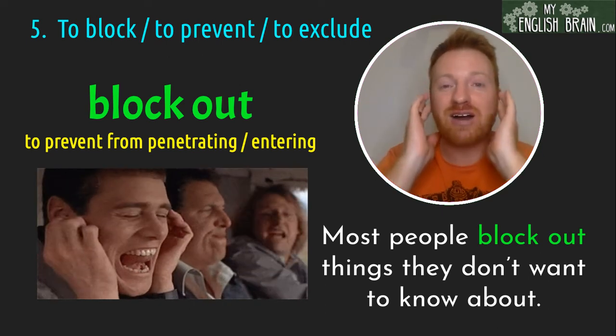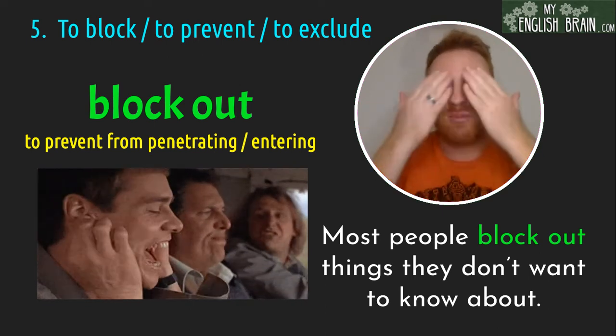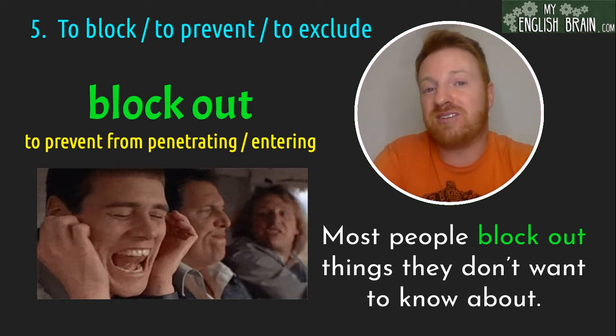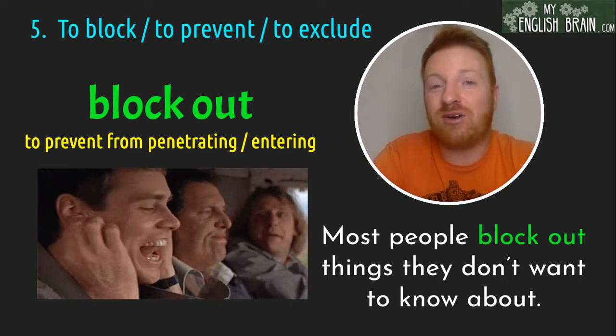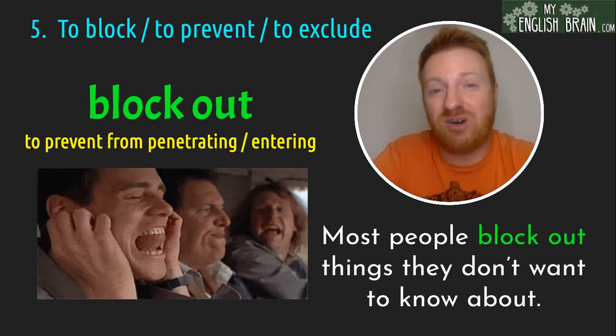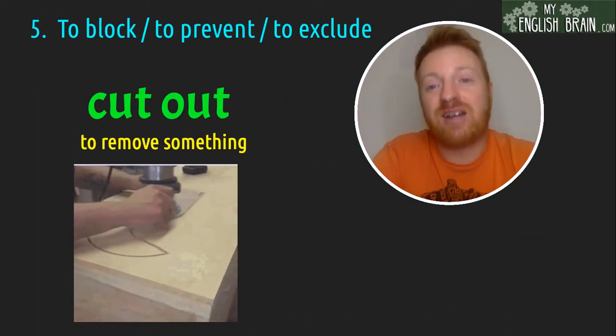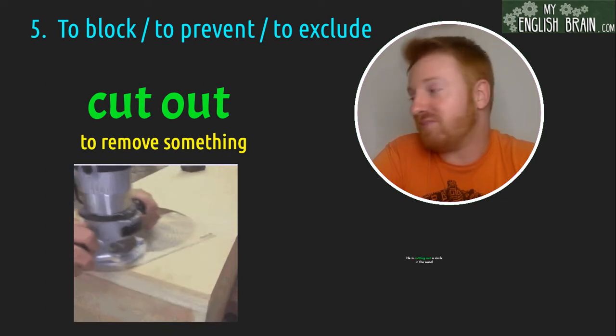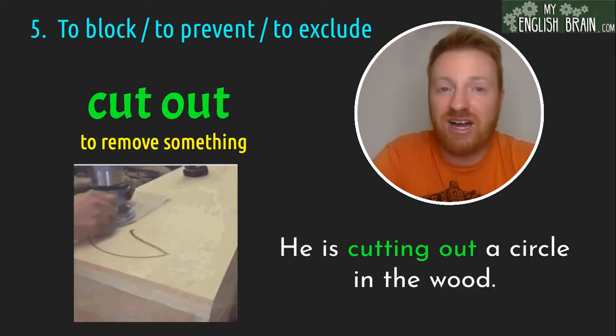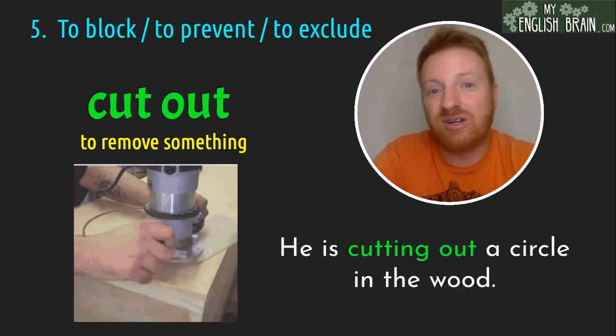So they block out things they don't want to hear, or they block out things that they don't want to see. Basically, block out means to ignore things that you don't want to know about. Cut out. Cut out means to remove something. In this example, he is cutting out a circle in the wood.